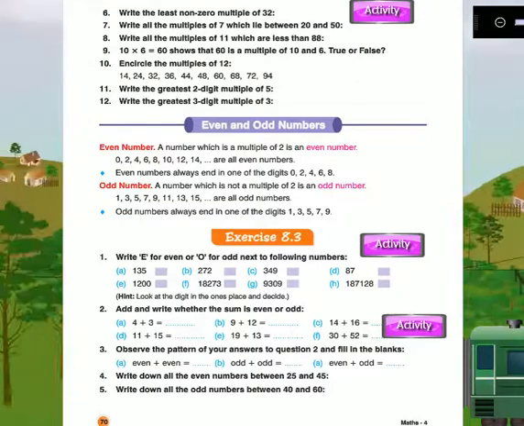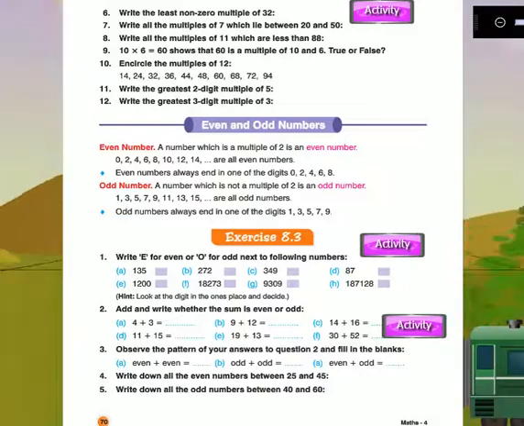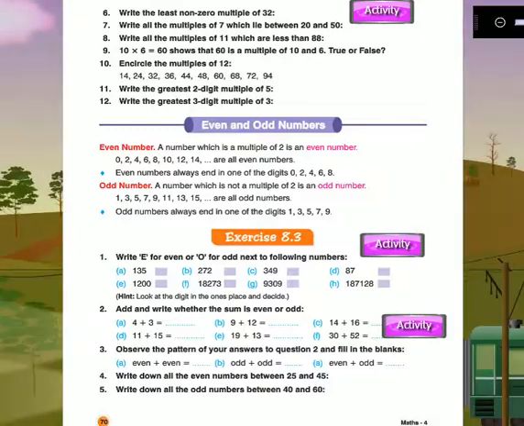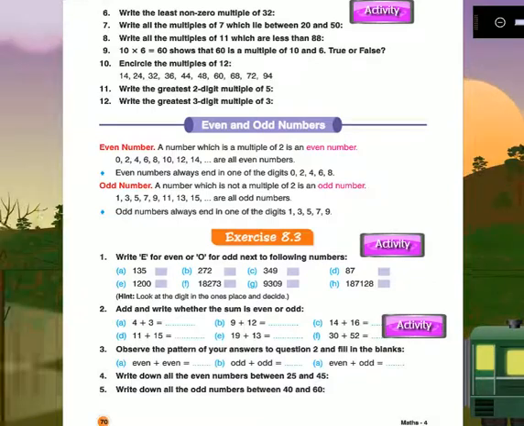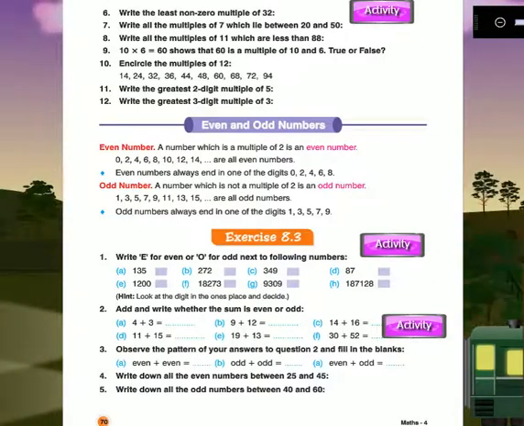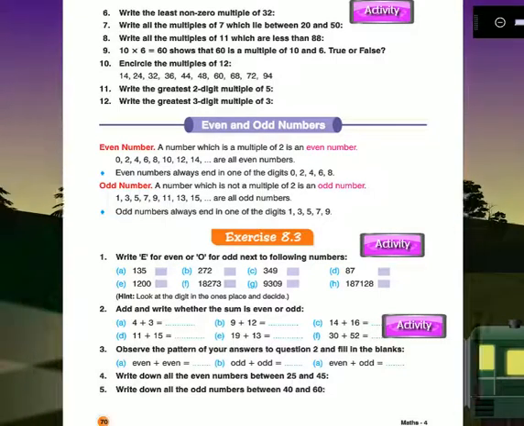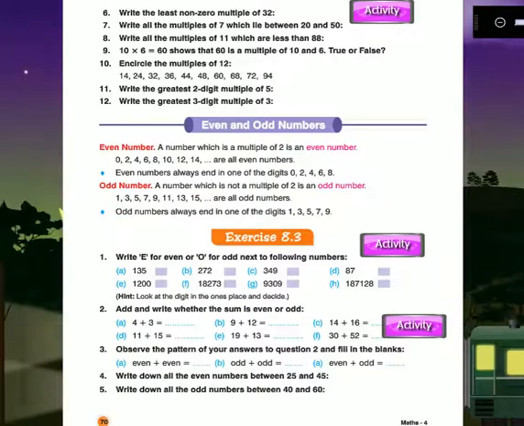Odd number. A number which is not a multiple of 2 is an odd number. 1, 3, 5, 7, 9, 11, 13, 15 are all odd numbers. Odd numbers always end in one of the digits 1, 3, 5, 7, 9.